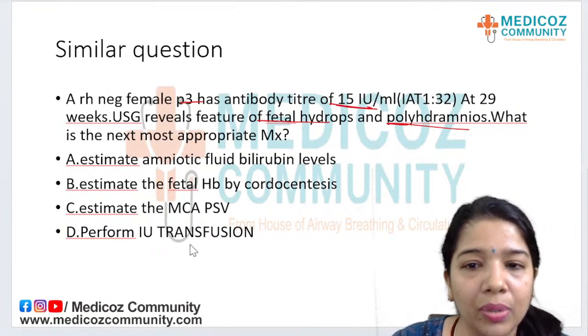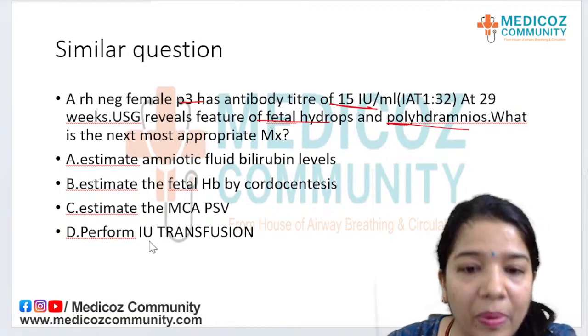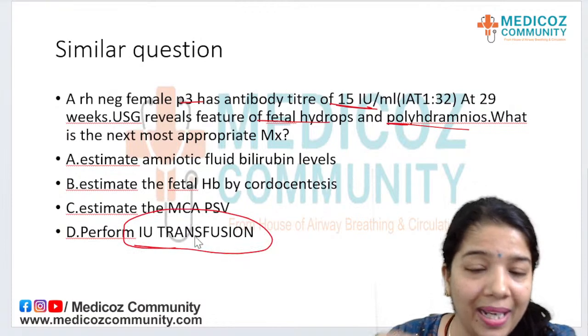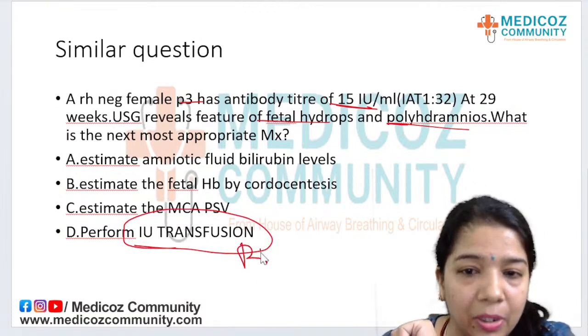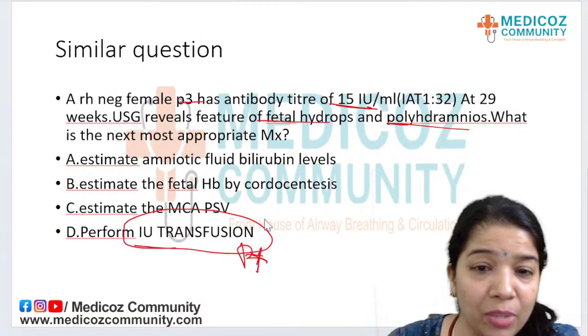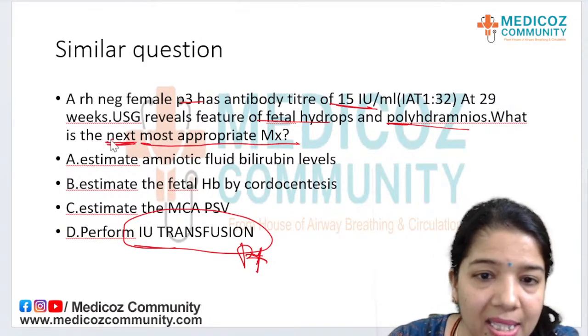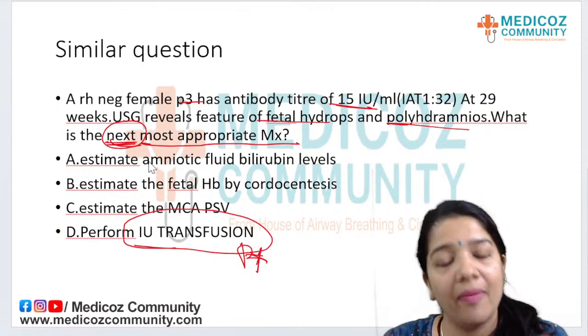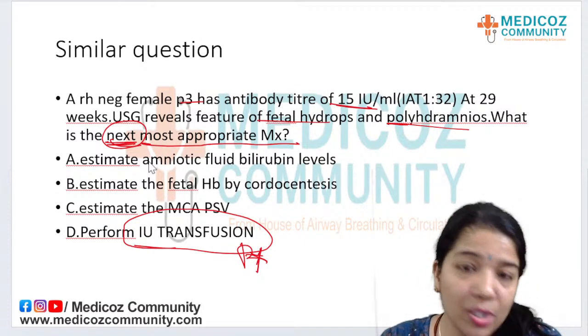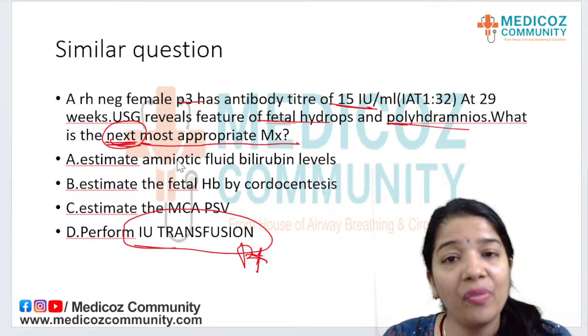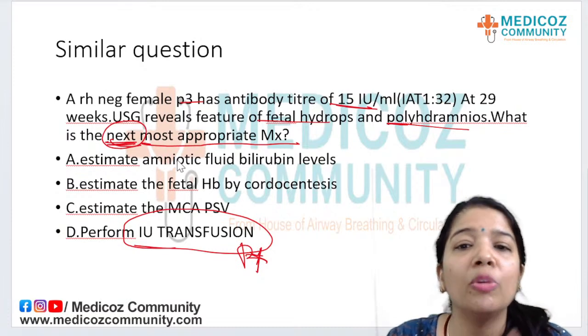So how do you do that? You will perform the intrauterine transfusion. But again, remember, this is the treatment. Read the question properly. What is the next most appropriate management? What will be the next step? When the question is about the next step, it is not straight away intrauterine transfusion. I will first estimate how much the fetal hemoglobin is.